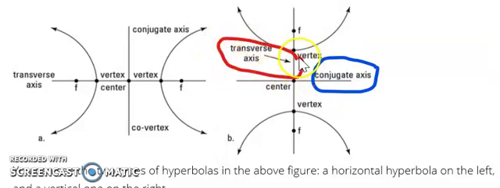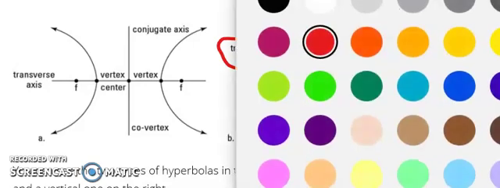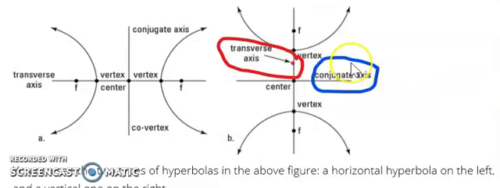See where the arrow is pointing? It's pointing at this line. All right. But about the conjugate axis, it's this line. See this line? It's the conjugate axis.